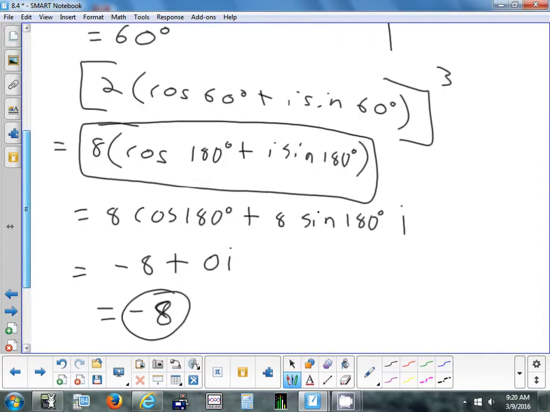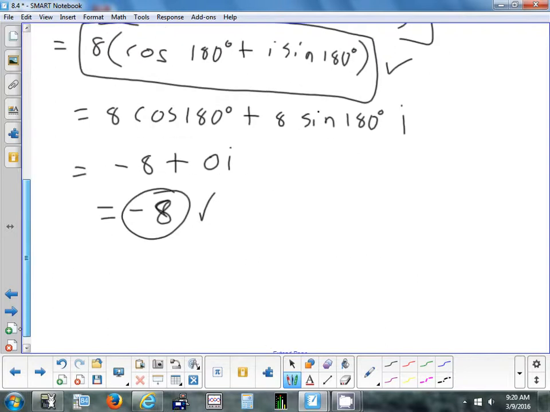So if you got this on the test, and I had this listed as an answer, then you know you have to change it to standard form. Standard form does not have the sines and cosines.